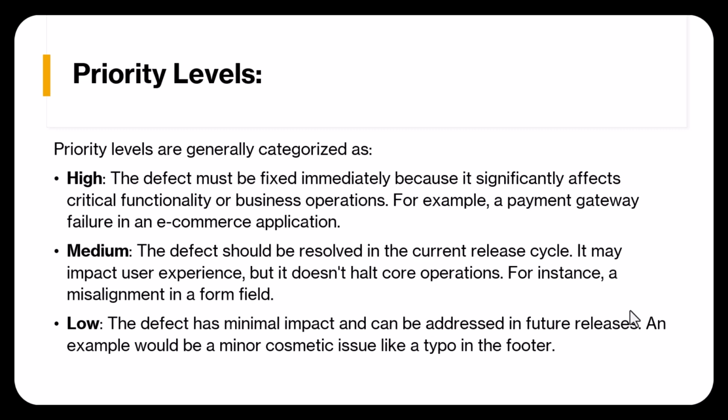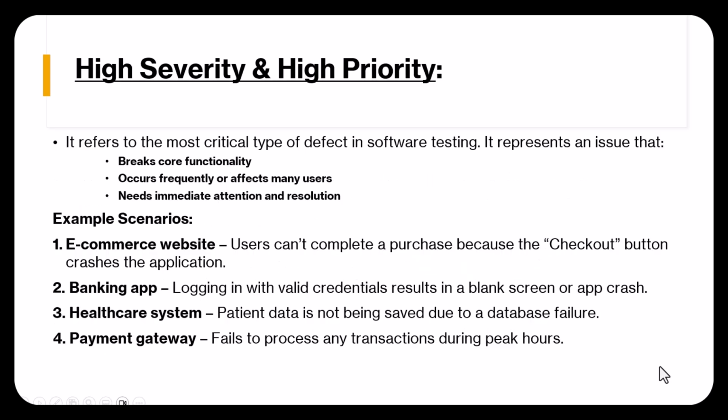Then low priority. The defect is really irritating, but a repair can be done once the more serious defects are fixed. The defect has very minimal impact and can be addressed in future releases. An example is minor cosmetic issues like a typo in the footer, or some spelling mistakes which are not at all affecting the system. Its priority we can give as low. Now we'll see the examples.